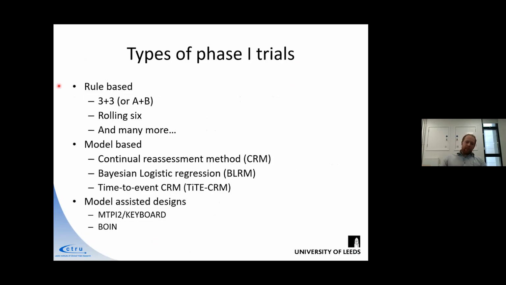So then 3 types of designs that we might utilise to answer these questions are the rule-based designs, which some of you will be familiar with, such as the 3+3. And then we'll talk a bit more around the model-based ones. So continual reassessment, Bayesian logistic regression, and time to event, if for a slightly different endpoint. And then more recently, some model-assisted designs that we've utilised for ProMMise.